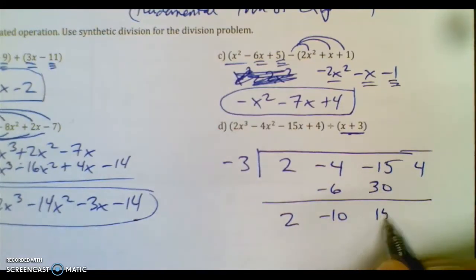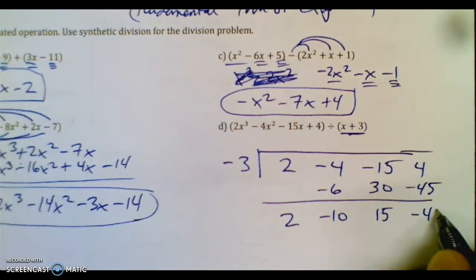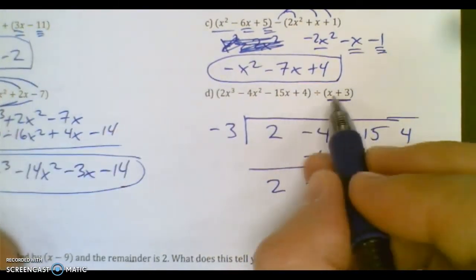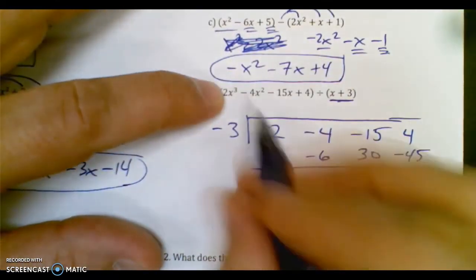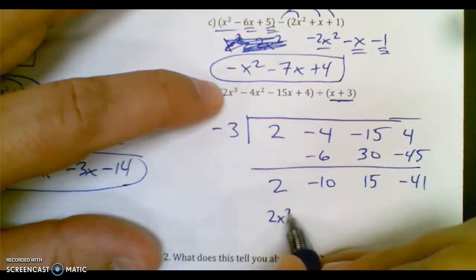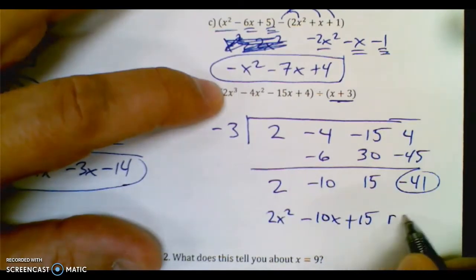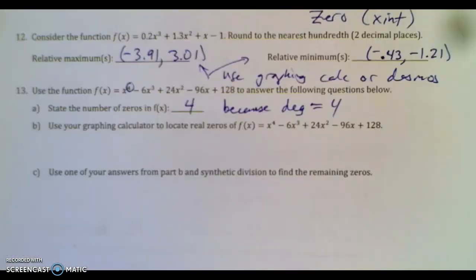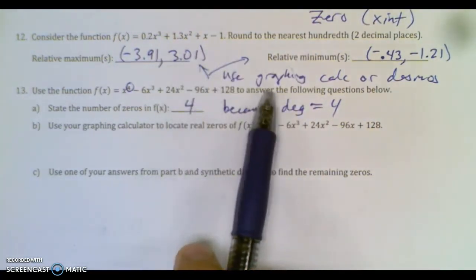What's that, 15? You multiply, and you add, and then you reinterpret your answer, okay? Because I divided out a x minus 3, and it started out as x cubed, so this is going to be how many x squareds I have, minus 10x, plus 15, and this is remainder of negative 41, and technically it's still over x plus 3. It's going to be your answer there. Alright, so for the last couple questions, finding max and mins, just use graphing calc or Desmos.